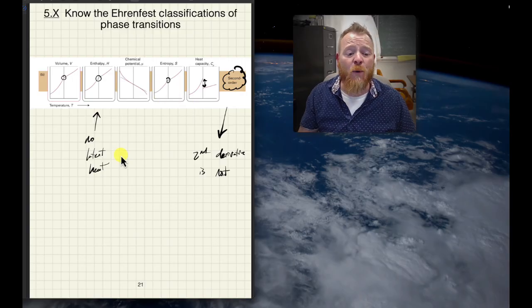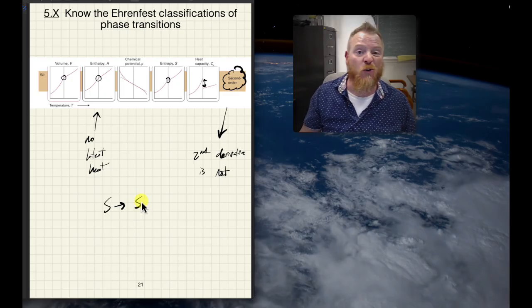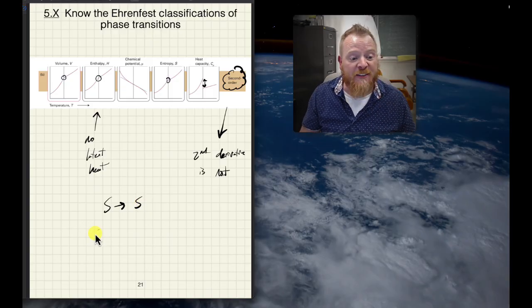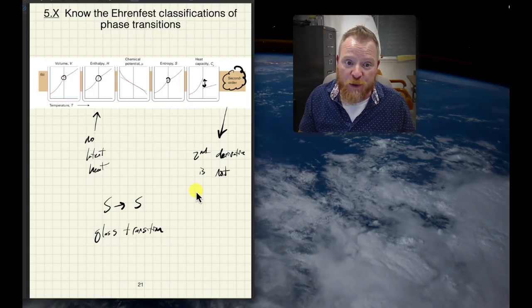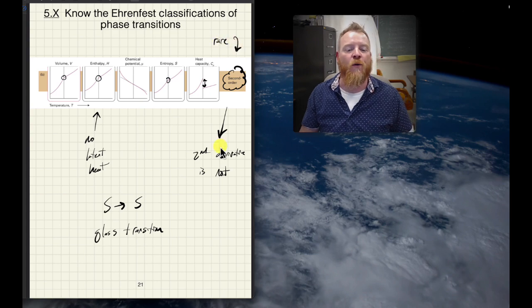So second order phase transitions are typically solid to solid phase transitions. Things like crystal structure changes that aren't considered large scale. The glass transition temperature is a second order phase transition. Helium going from a fluid to a superfluid is a second order phase transition. So these second order phase transitions are rare.